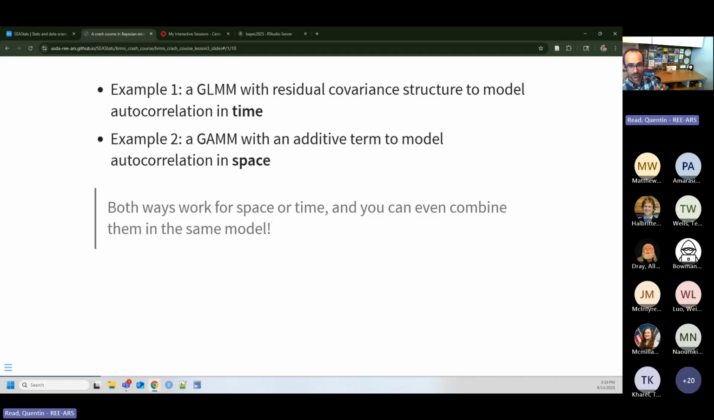But you could use either approach for either space or time, or you could even combine them both in the same model if you really wanted to get crazy about things. You could have a GAM with residual covariance as well. And again, the more complicated your model gets, the more likely you are to need the Bayesian approach with priors to actually get the answer you want. I'll pause so you can let that mind-blowing information sink in.